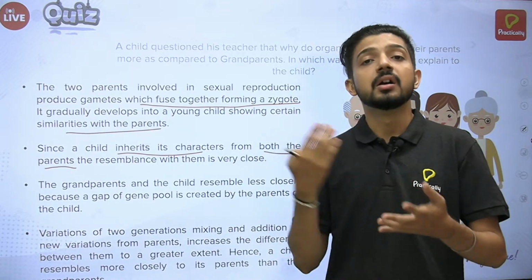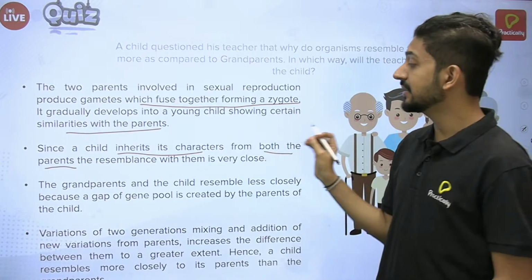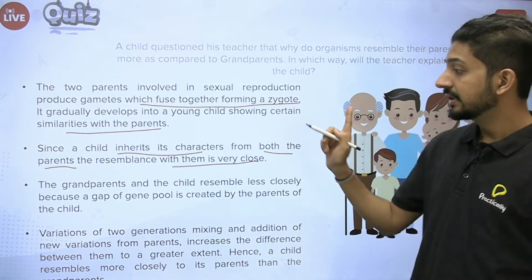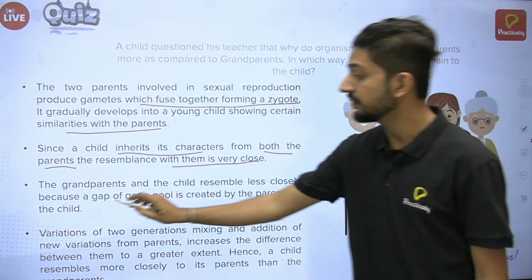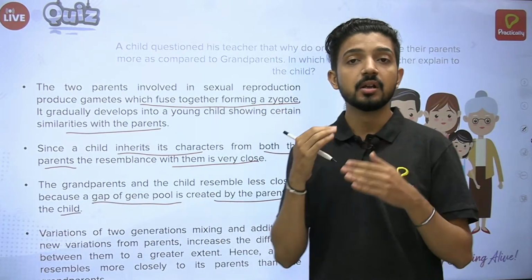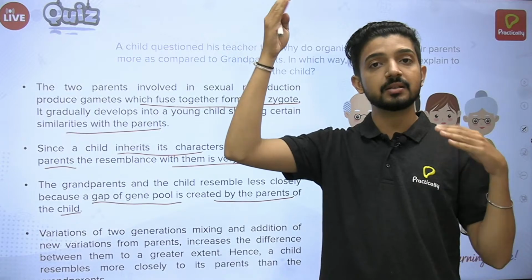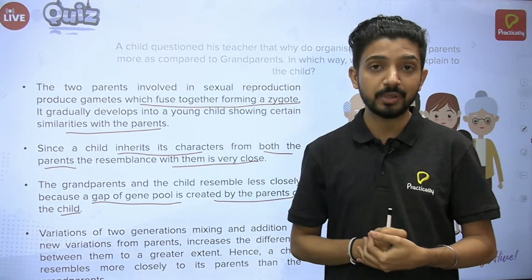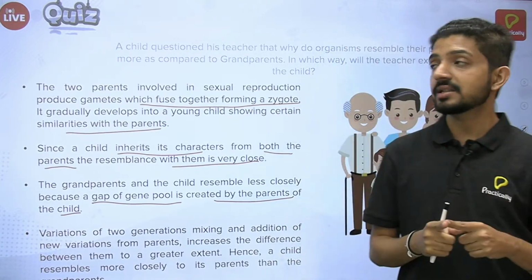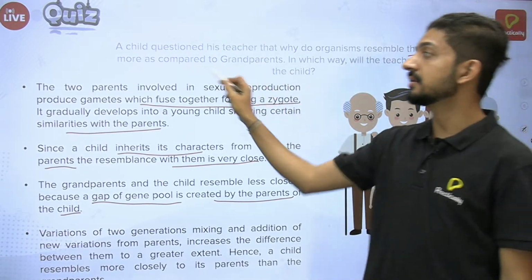This question is also from the heredity chapter, heredity and evolution. The child inherits characters from both the parents and resemblance with them is very close, whereas the grandparents and the child resemble less because of the gap of gene pool created by the parents of the child. The child directly gets the genetic traits from its parents, but there is a generation gap between grandparents and the child. That's why there is a gap in the gene pool, the characters which are inherited, and that's why organisms resemble their parents more as compared to grandparents.